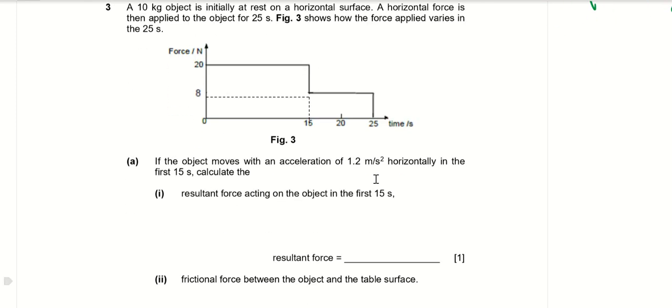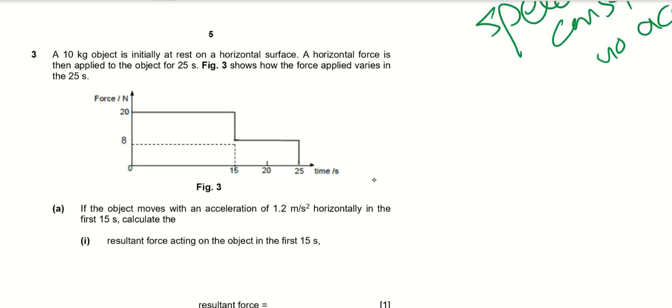Okay, then now question 3. A 10 kg object, so this is my mass, is initially at rest, so the U is 0. On a horizontal surface, a horizontal force is then applied to the object for 25 seconds. Okay, how much is the force? It's 20 Newton, and then it drops to 8 Newton until 25 seconds, right? It shows how the force varies.